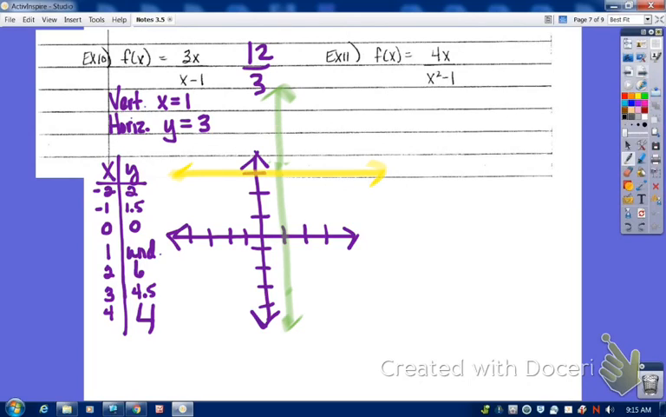Anybody know how many pieces of this graph we're going to have? How many pieces does this graph have? 2. It will always have 2 if there is one vertical asymptote. There'll be a piece on the left and there'll be a piece on the right. If there's 2 vertical asymptotes, then there'll be 3 pieces. One on the left, one on the middle, and one on the right.